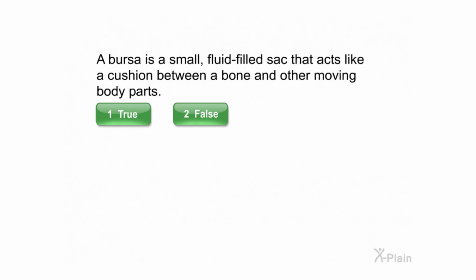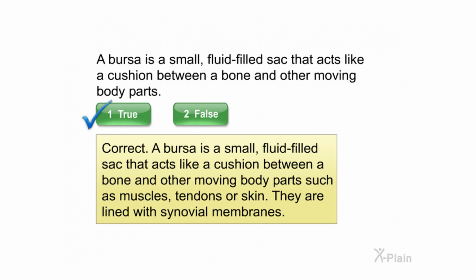Select true or false. Correct. A bursa is a small fluid-filled sac that acts like a cushion between a bone and other moving body parts, such as muscles, tendons, or skin. They are lined with synovial membranes.